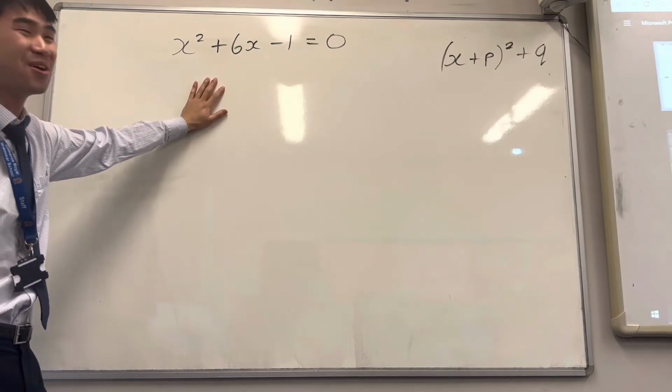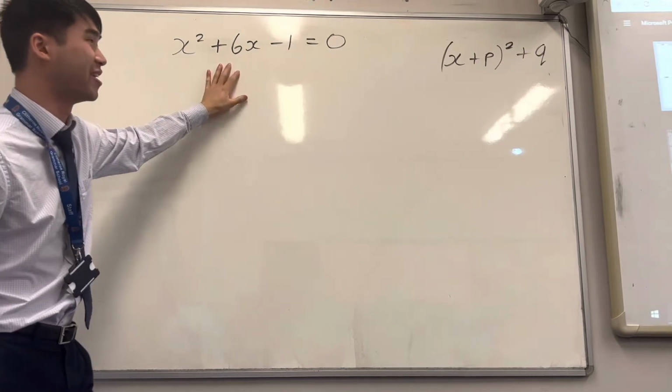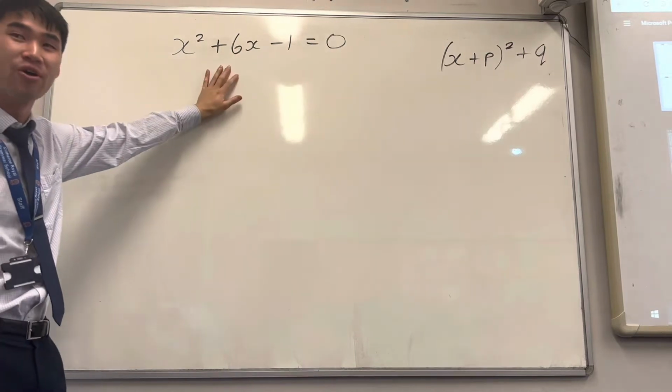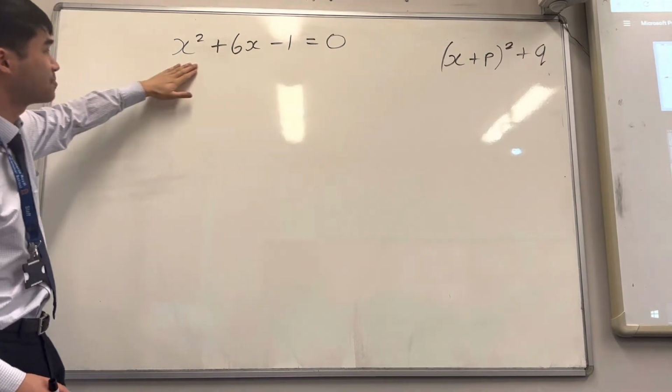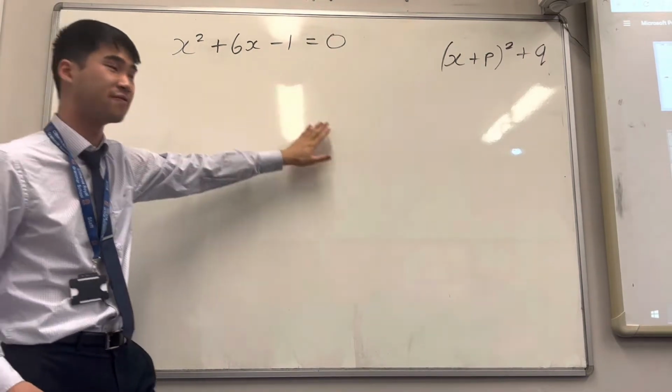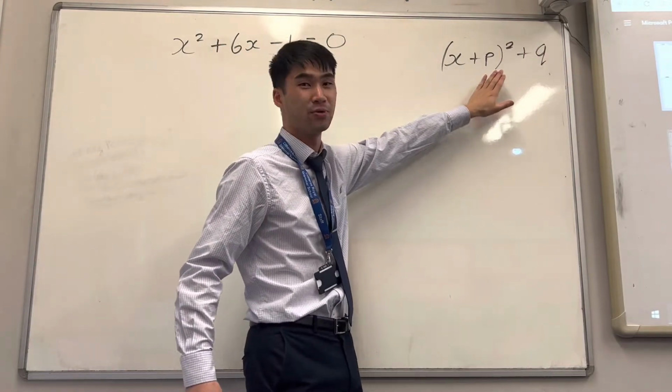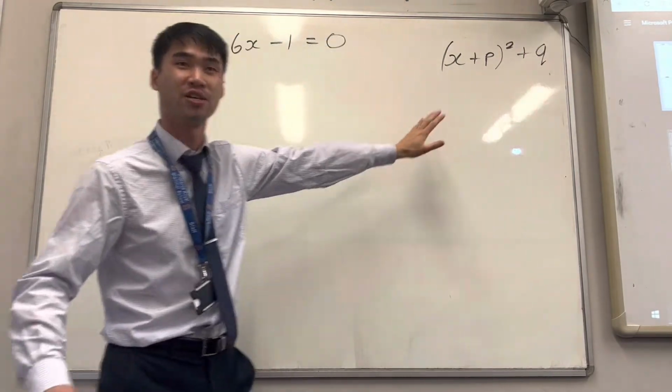So, we're going to try and complete the square of this quadratic equation here. The main goal is to get this first part, this quadratic here, into this form here: x plus p squared plus q, where p and q are just some numbers.